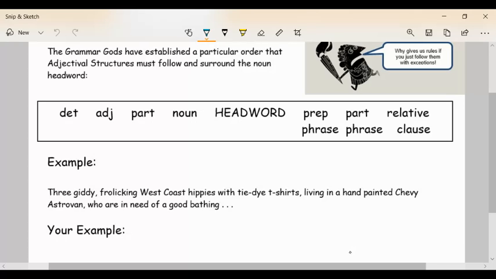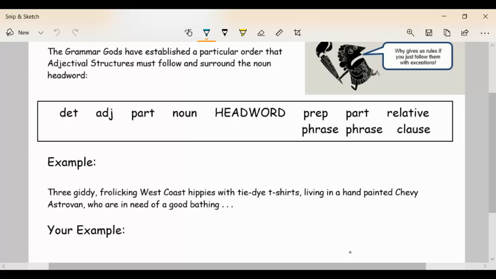Then you can have a participle in front of it, like a broken school bus. Then you can have an adjective in front of that, which is a yellow broken school bus. Then you can have a determiner, like the yellow broken school bus. And on the other side, you would have a prep phrase first, then a participial phrase second, and then a relative clause third. If you end up having all of these structures, this is the exact order they're supposed to go in.